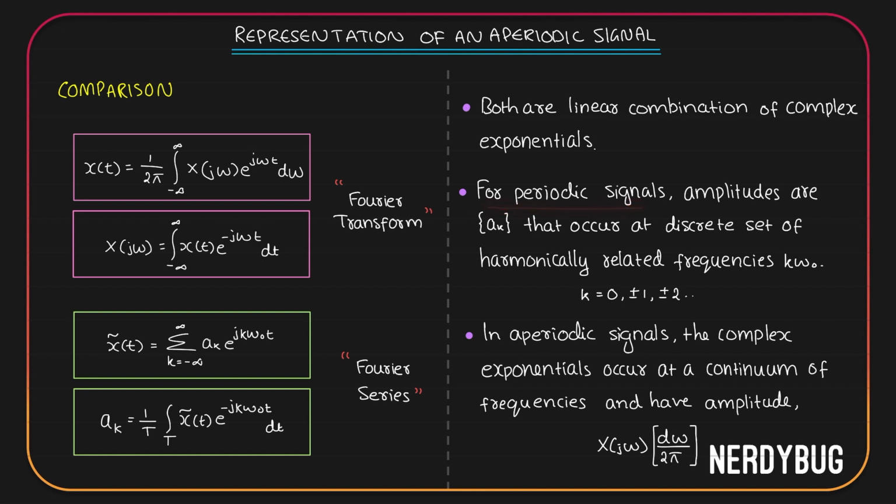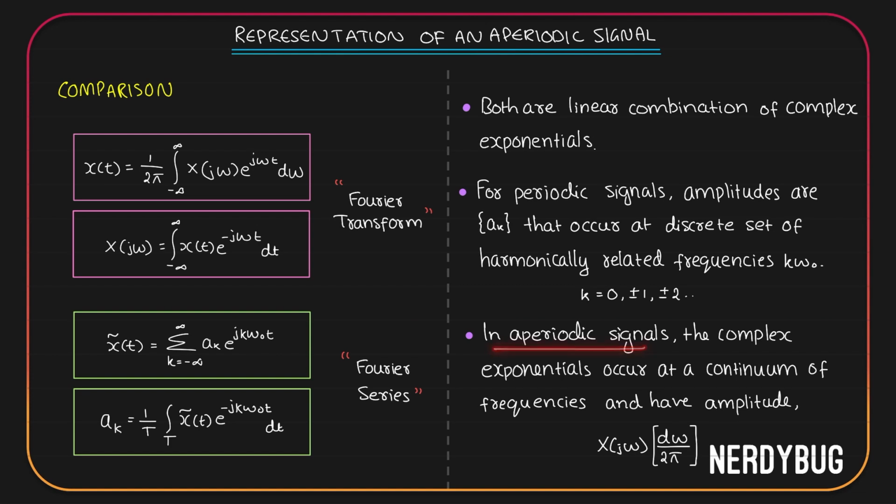For periodic signals, the amplitudes are called the set of ak, and they occur at a discrete set of harmonically related frequencies k omega naught. That is, we get a0 at k equal to 0, we get a1 at k equal to 1, we get a minus 1 at k equal to minus 1. So they are occurring at a discrete set of frequencies. And harmonically related means all these frequencies are multiples of the same fundamental frequency omega naught.